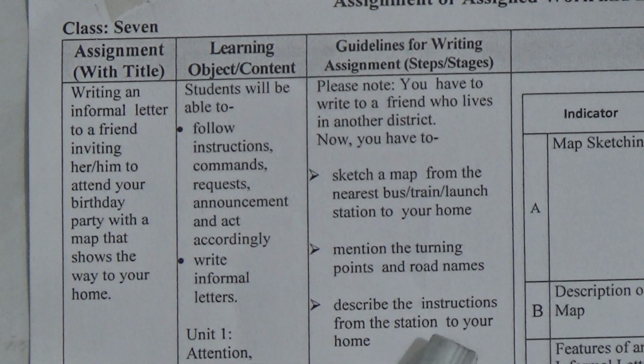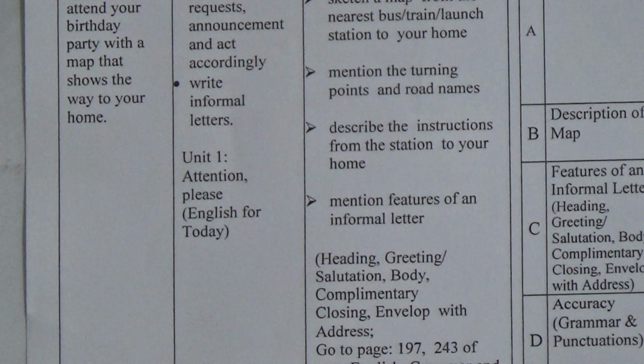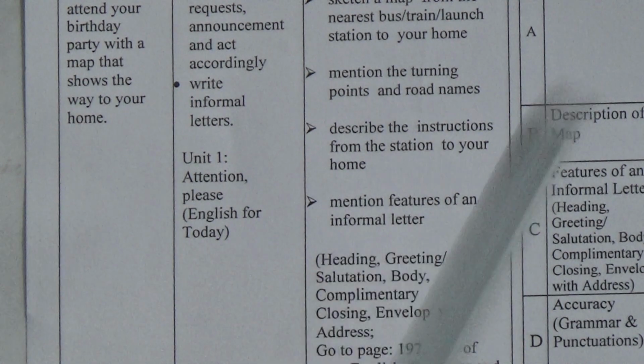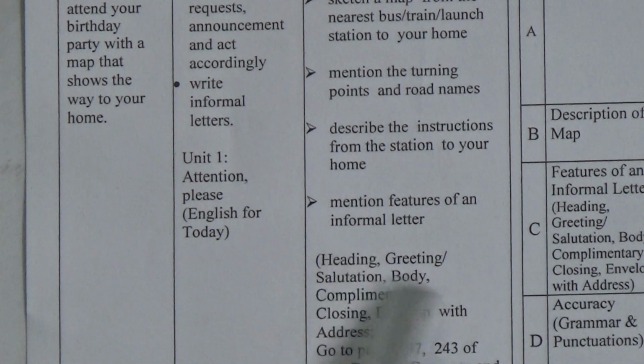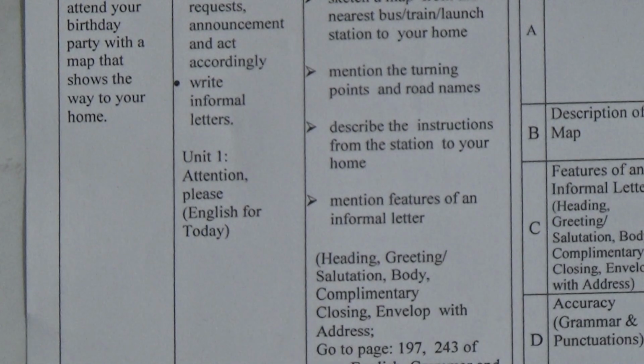Then describe the instructions from the station to your home. You have to write the description in which way your friend can reach your home. Then mention features of an informal letter. Mention features of an informal letter. That means you have to mention the features of an informal letter. How? By headings, greetings, salutation, body, complimentary closing, envelope with address. Then you will get this information in your English grammar book, page number 197 and 247.